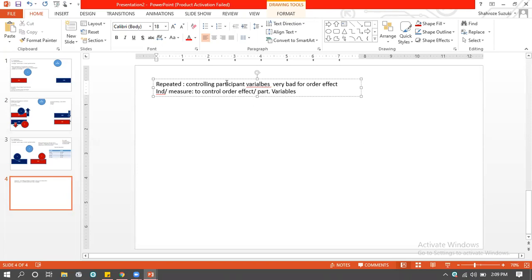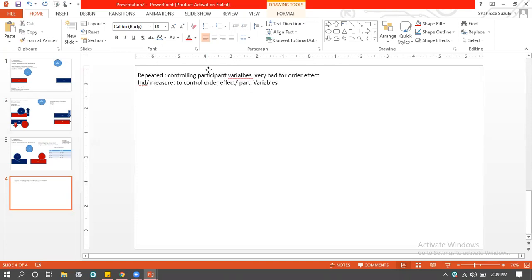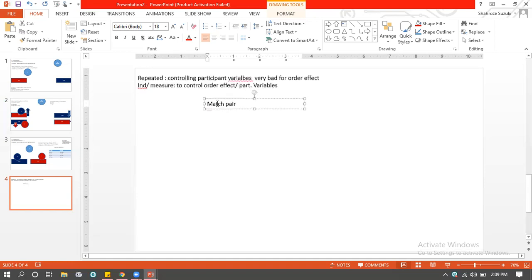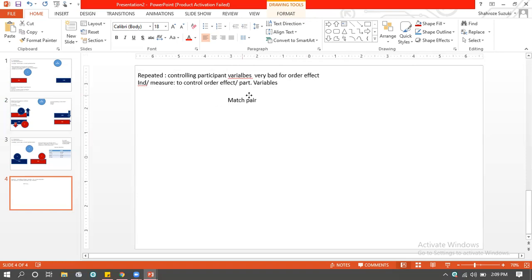What if we have one design which is perfect in both regards, as in participant variables now and order effect now? Do we have that perfect design? The answer is yes, we do have that perfect design. That perfect design is known as matched pair design. So this is where matched pair comes in. Matched pair design is to solve this issue once and for all. No order effect, no participant variables.